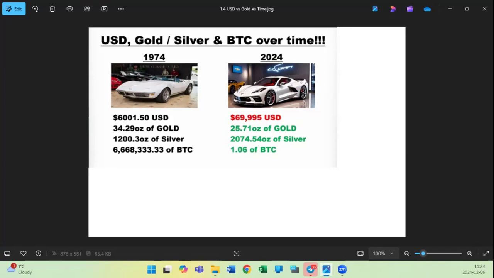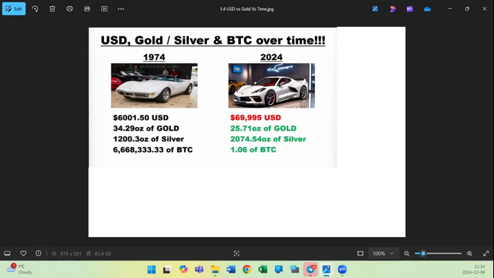Bitcoin was not around. There was no Bitcoin. But to prove a point, if it was, Bitcoin would have been 0.0009, a fraction of a penny. That means it would have taken 6.6 million plus Bitcoins to do the same thing gold, silver, and the dollar do. Now, fast forward 50 years later, this year, the base model Corvette is about 70 grand. Notice the dollar: it's not less dollars or about the same or slightly more. No. It's an 11x plus. That's how much buying power has been lost in the last 50 years alone, that it takes 11 times plus what it took to get the same thing.